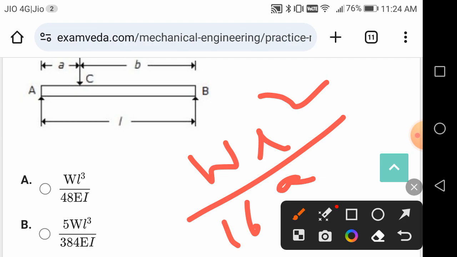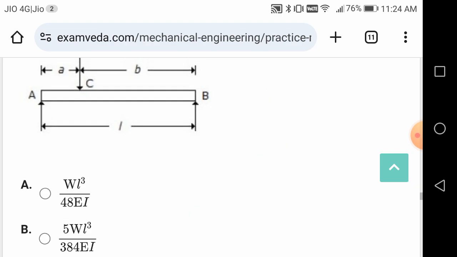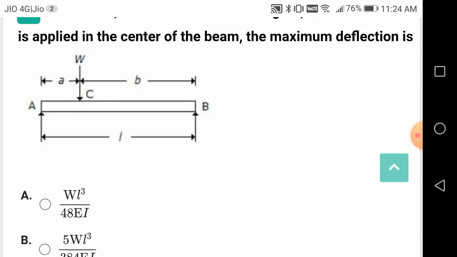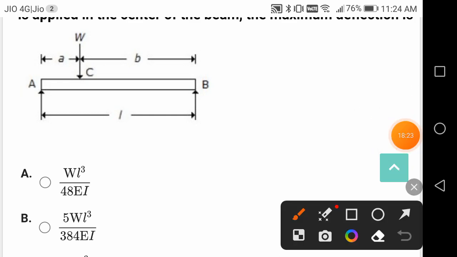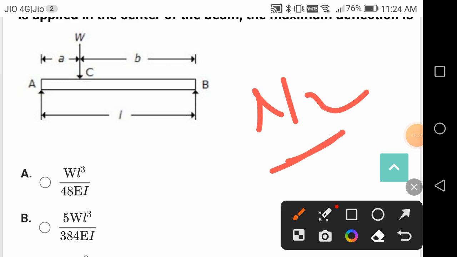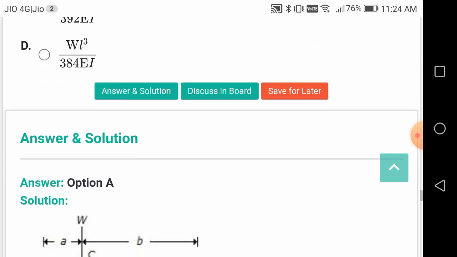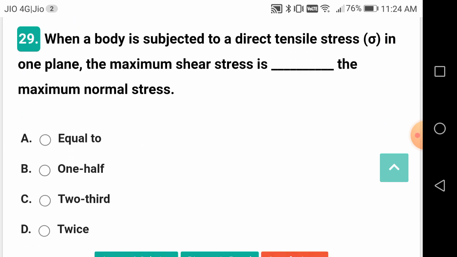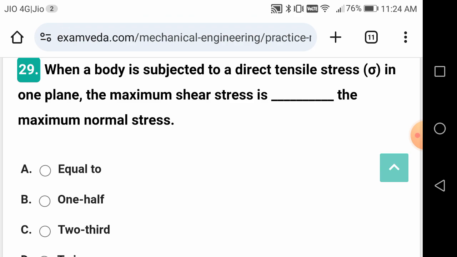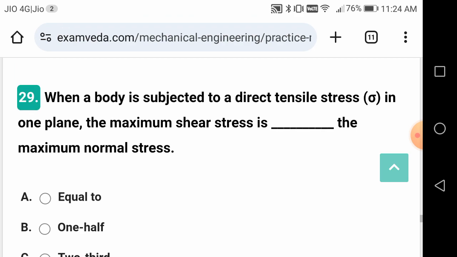So, if you substitute A and B equal to L by 2 in the original equation for the deflection at the point C, we are going to get WL cube by 48 EI. This is the central deflection in the simply supported beam at the center with a concentrated load at C, that is the midpoint of the beam.